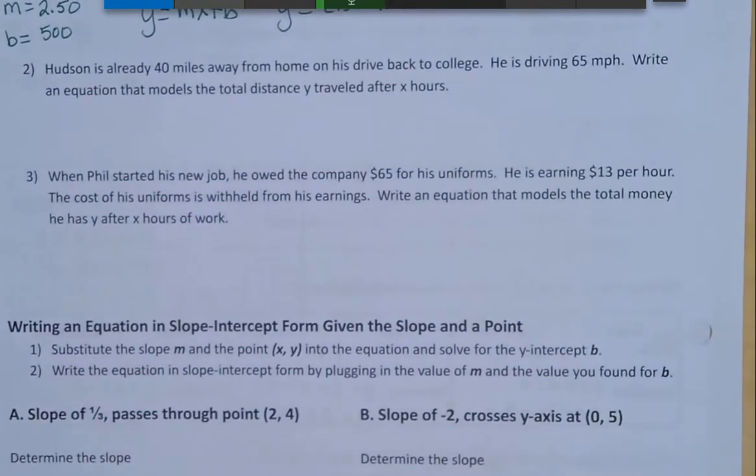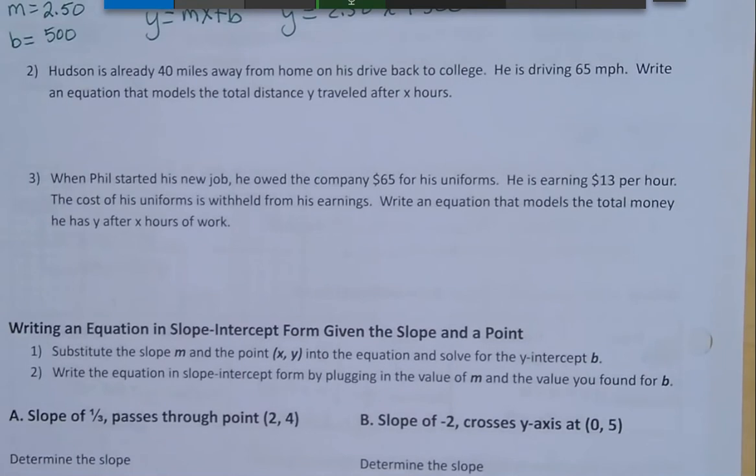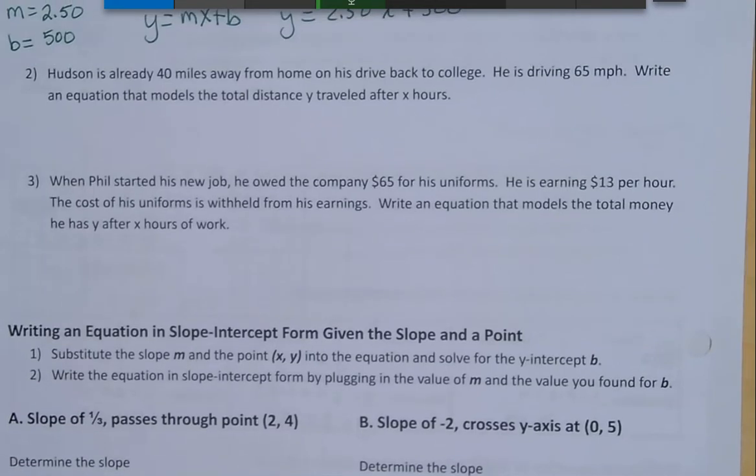Okay, so now my next scenario. Hudson is already 40 miles away from home. So if he's 40 miles away from home and he's on his drive back to college, maybe we're thinking that he spent the night at a friend's house on his way back or something. So he's 40 miles from his house and he's on his way back to college. He is driving at 65 miles per hour. We want to write an equation that models the total distance Y that he has traveled after X amount of hours.